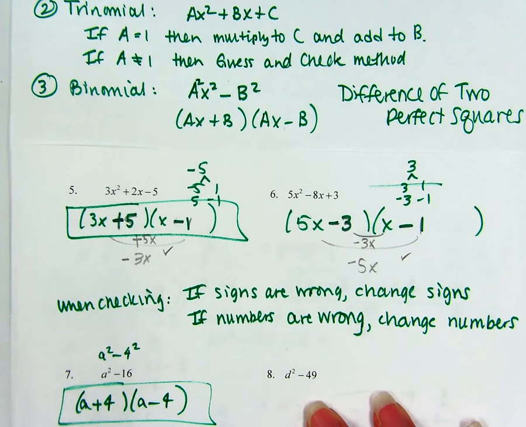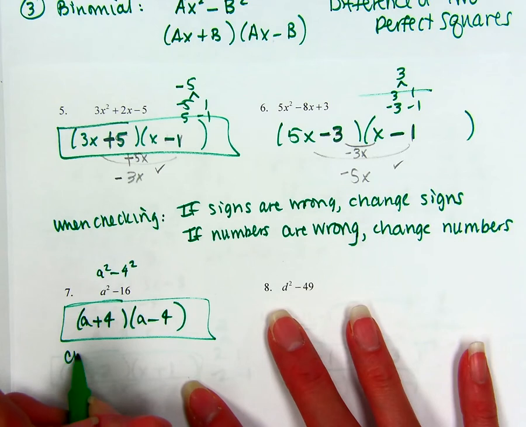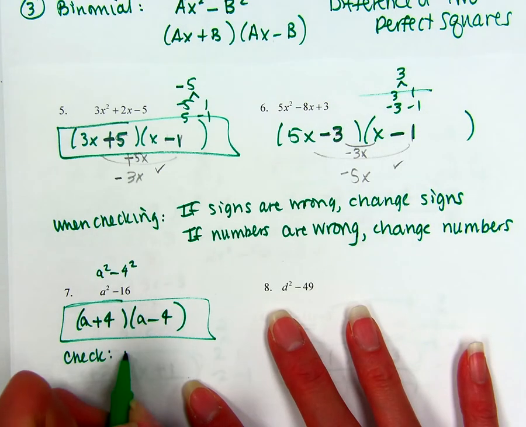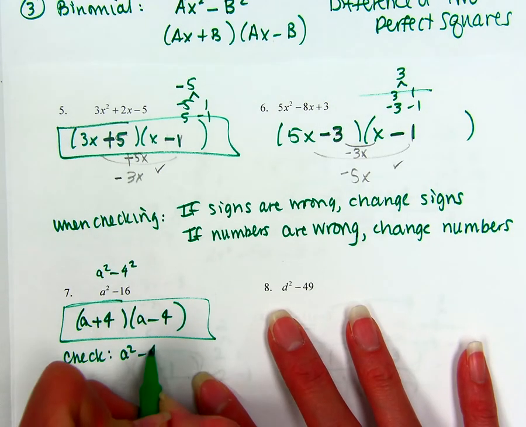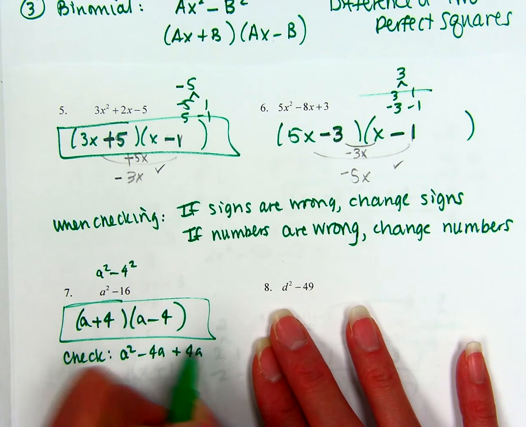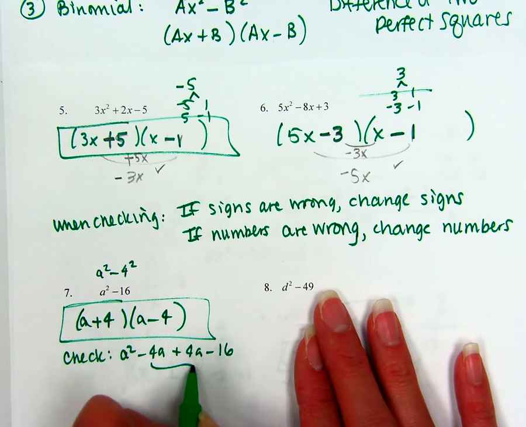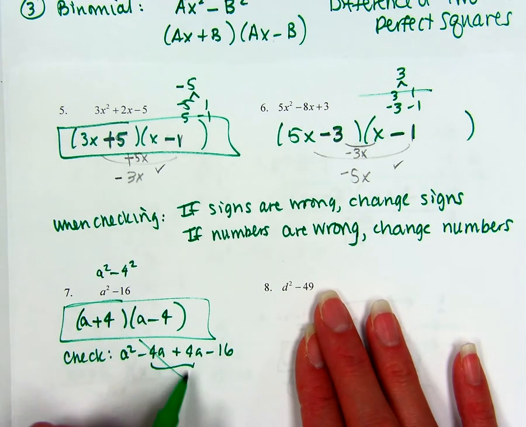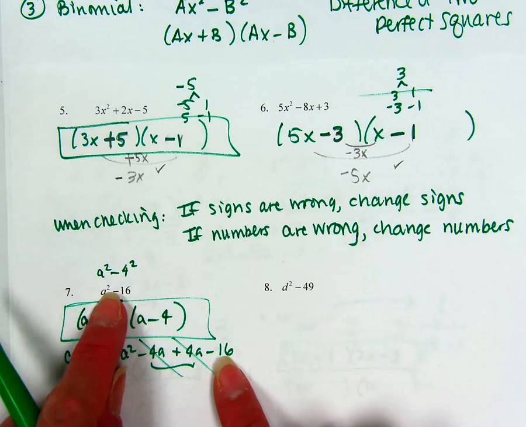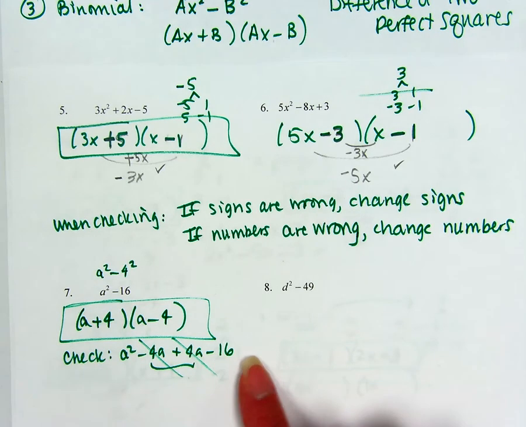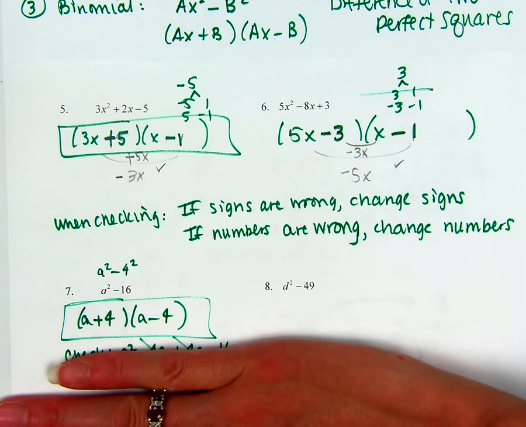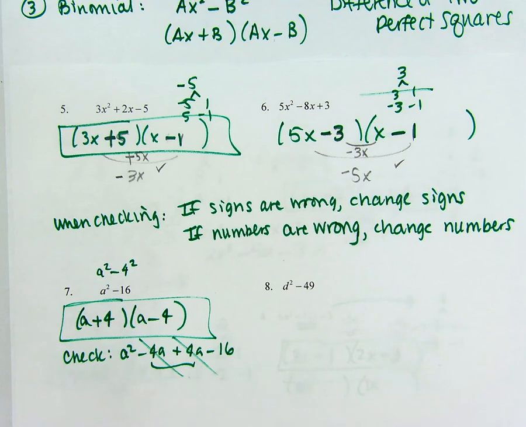The reason why this works, if you check it, if I multiply first times first, and outer times outer, inner times inner, and last times last, what happens to those? They cancel out, right? Leaving you with just an a squared and a minus 16. You don't have to do this. You can just go right to the answer. But I just wanted to prove that that really works.